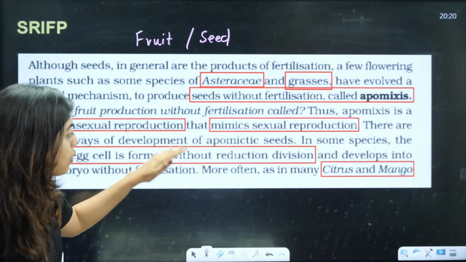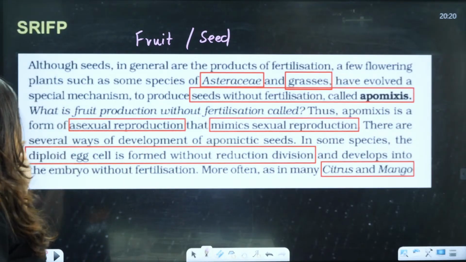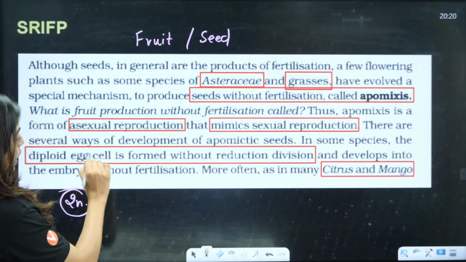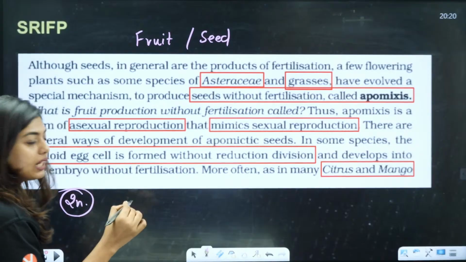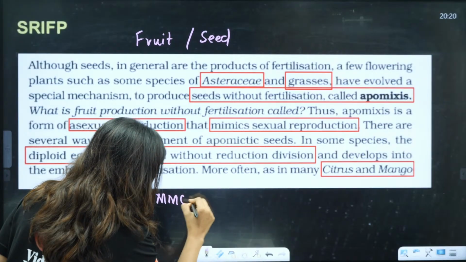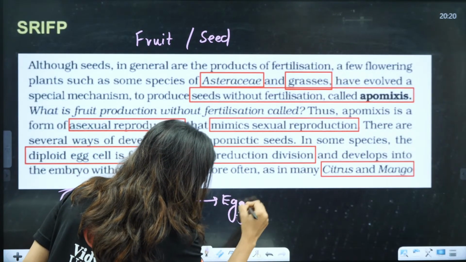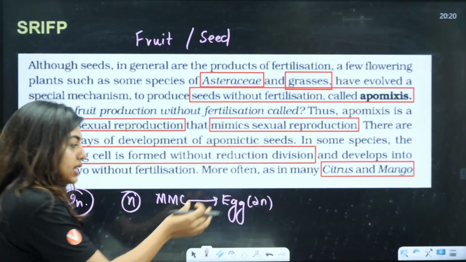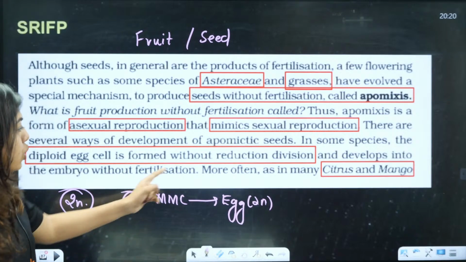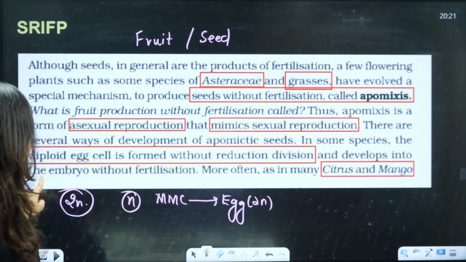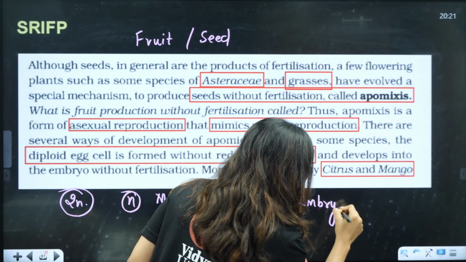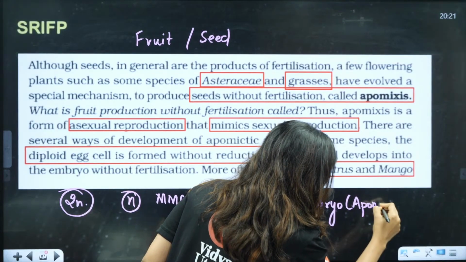There are several ways of development of apomictic seeds. In some species, a diploid egg cell is formed without reduction. Normally the MMC would form a haploid egg through reduction division, but here the MMC directly forms the egg, which remains 2N. This egg says, I do not want any male or anything, I will only form the seed. So without going through reduction division, it directly develops into an embryo. This is one scenario of apomixis.